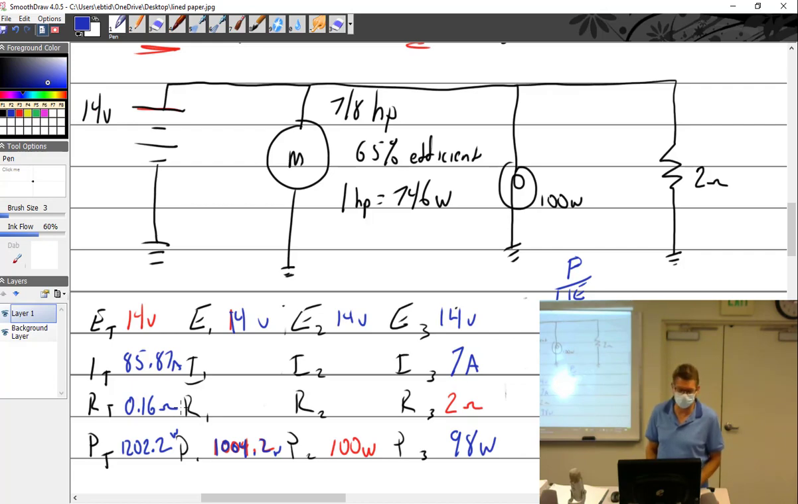It's not. What can I do now? Divide 1,400.2 by 14. I can get I because of pi, because we like pi. So it's 1004.2 P divided by E. What do I get? Hannah? 71.7. What do I got here? 7.1.